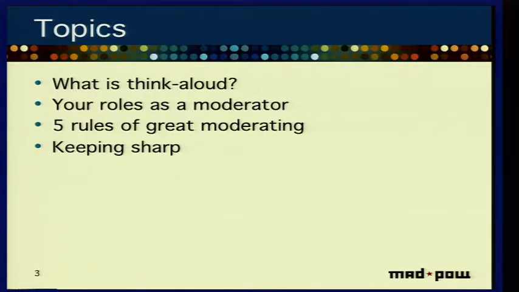Okay, so what I'm going to talk about is the Think Aloud protocol. That's the most commonly used. We'll talk a little bit about that. Then I'll get into what your roles are as a moderator. And yes, I said roles. We play multiple roles as usability moderators. And then I'll get into 5 rules of great moderating. If you stick to these, you're going to do a really good job. And I'll talk about keeping sharp. How do you keep your skills up as you gain more practice to make sure you don't get lazy and sloppy?